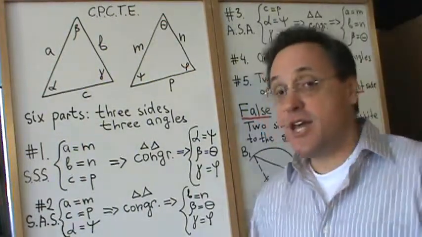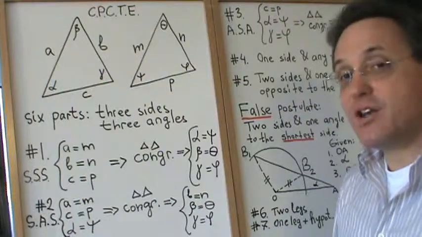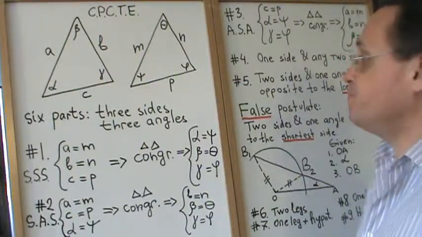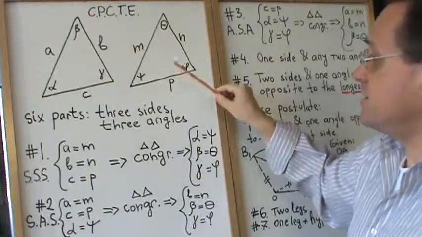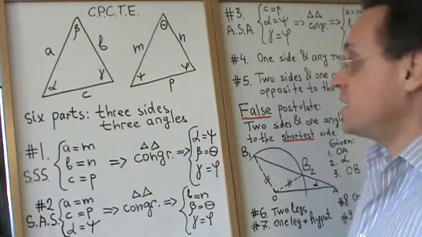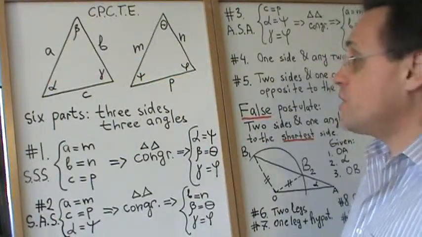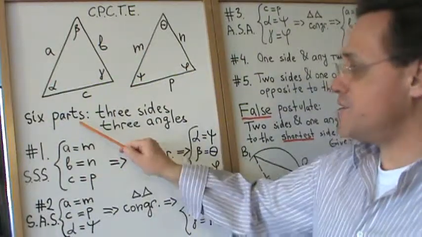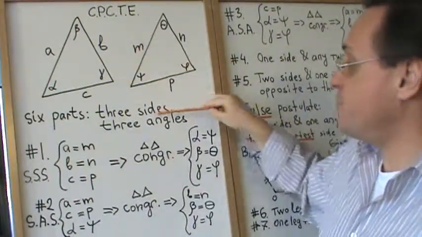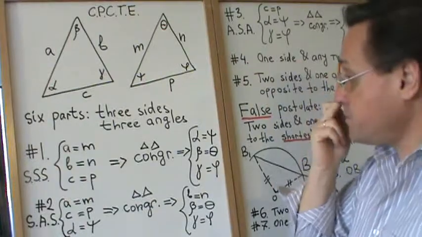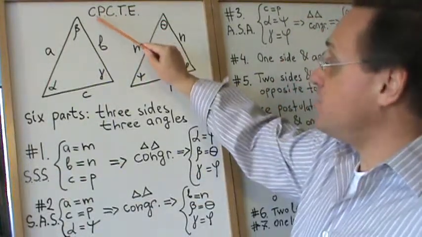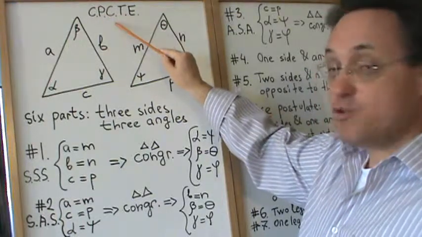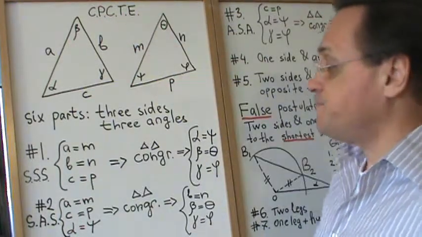Hi, today we look at triangle congruency postulates. We have two triangles, first and second, and we don't know if they're congruent. What does congruent mean? Congruent means that all six parts, three sides and three angles, are equal. For triangle congruency postulates we use this rule: corresponding parts of congruent triangles are equal.